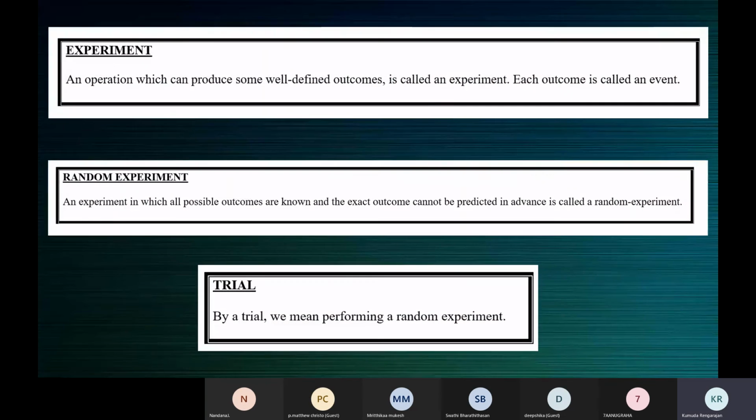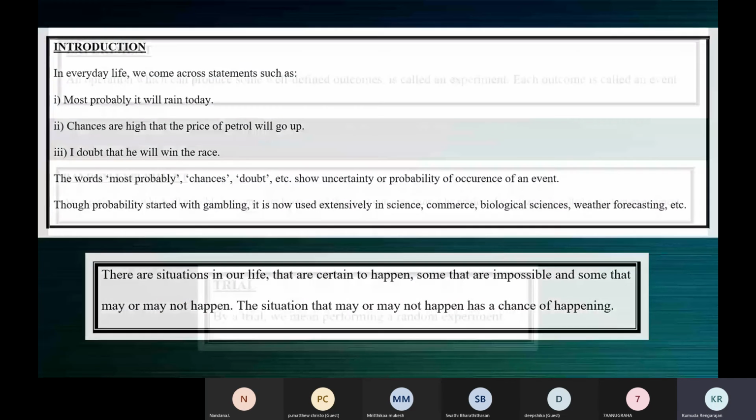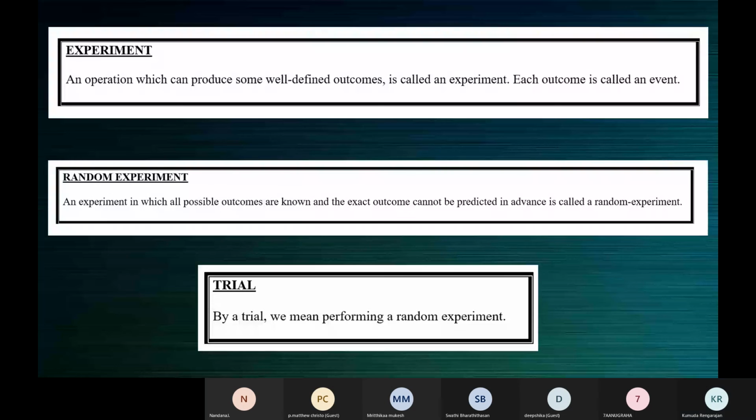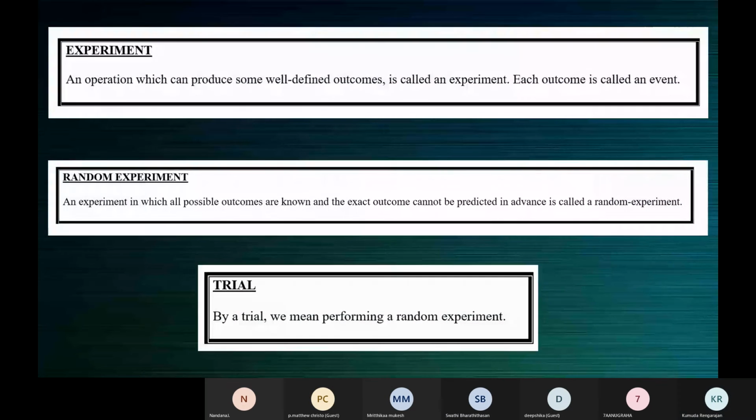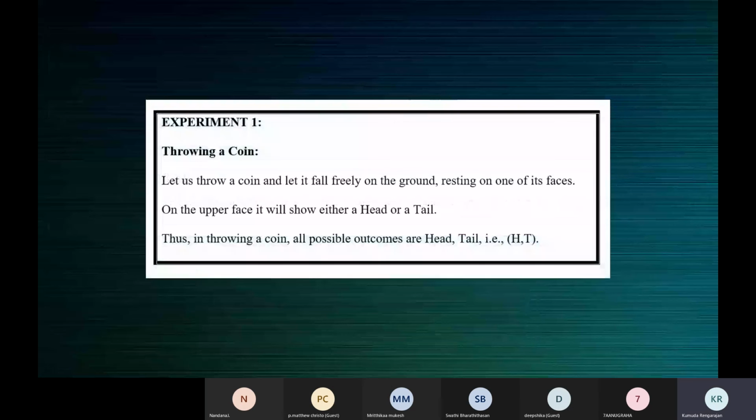So take a screenshot, children. All this you can read for yourself. Take a screenshot of this one. Random experiment, trial. So trial is trying something. When you throw a coin, you are performing a random experiment. When you perform a random experiment, it's a trial. So these are some experiments. Throwing a coin.